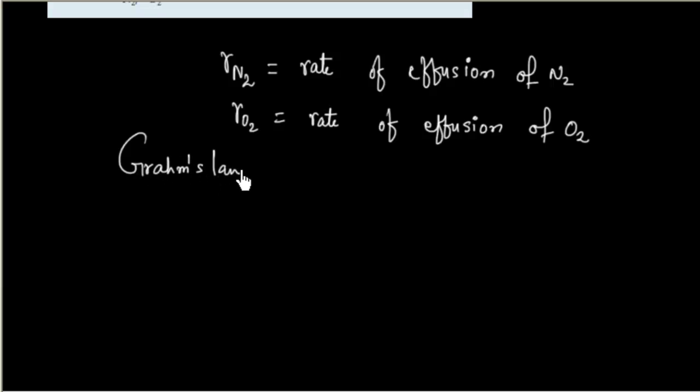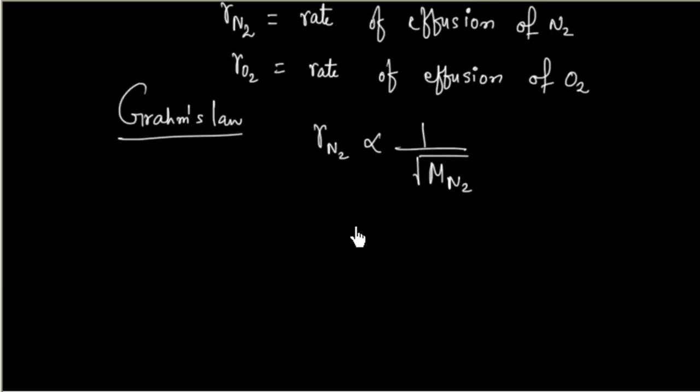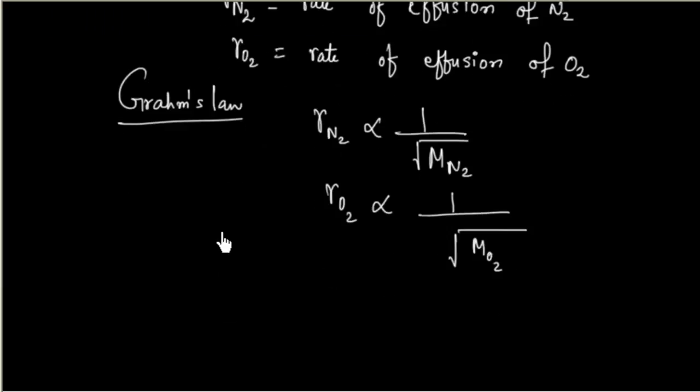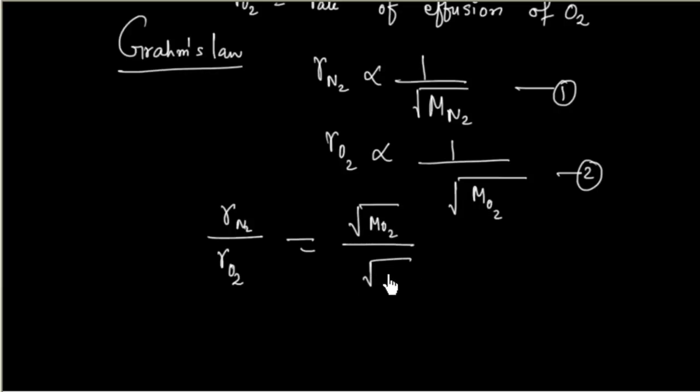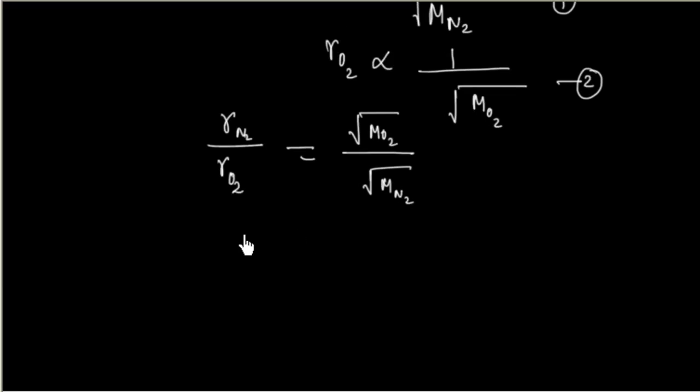So we can apply Graham's law, and this law says rate of effusion is inversely proportional to the square root of molecular weight. So I can say RN2 is proportional to 1 by the square root of the molecular weight of nitrogen, and RO2 is proportional to 1 by the square root of the molecular weight of oxygen. So we have to calculate RN2 divided by RO2. So we can divide equation 1 and equation 2. So we will have the molecular weight of oxygen on the top, divided by the molecular weight of nitrogen.